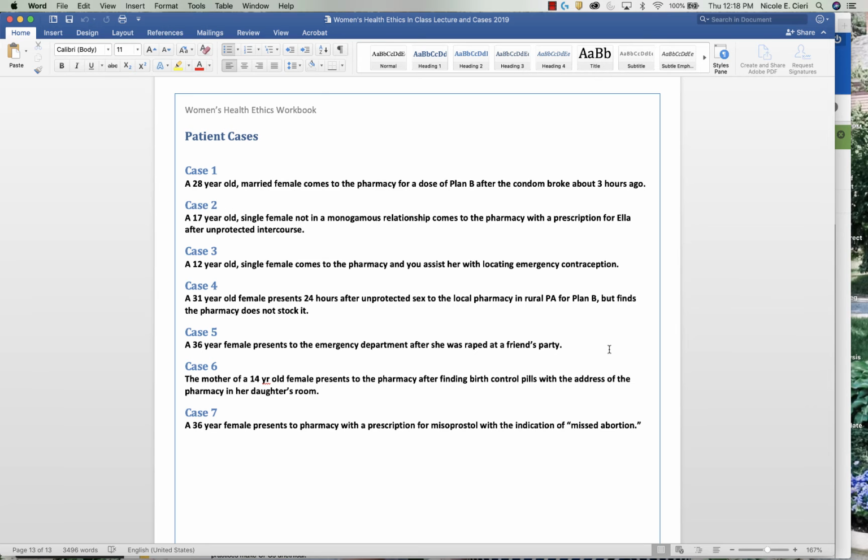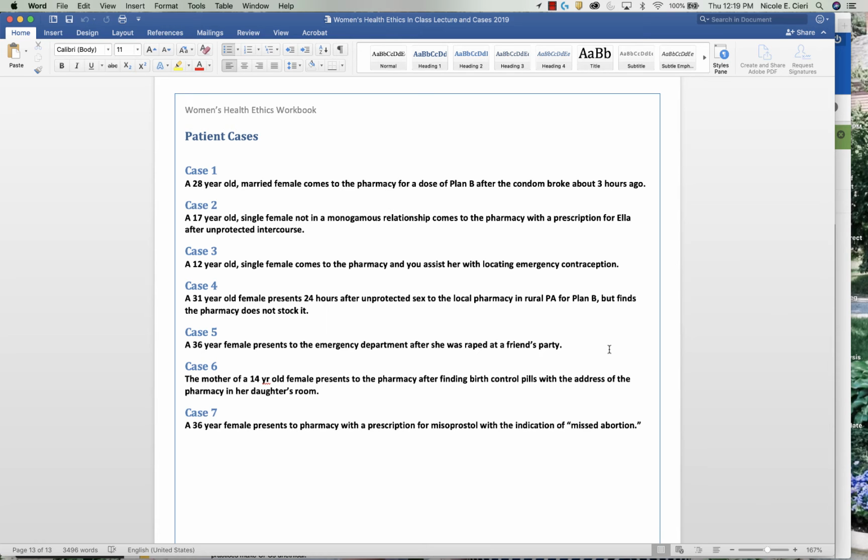Case 2, a 17-year-old single female, not in a monogamous relationship, comes in for Ella after unprotected intercourse. So important things to consider about this case. This is a minor. They're not in any sort of relationship, so are they in some sort of promiscuous relationship with different partners? They're coming in for a prescription for Ella, which in some circles is considered having the ability to interrupt pregnancy or prevent implantation.